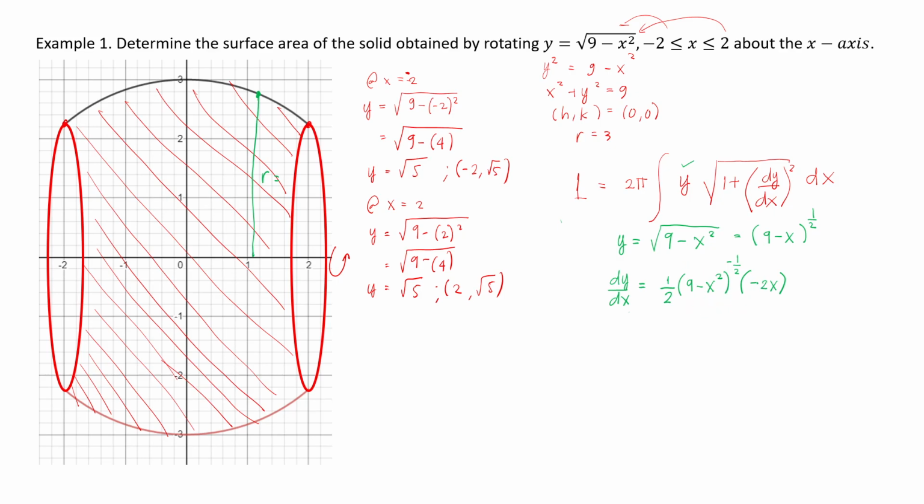Okay, so this simplifies to negative 9 minus x squared, then negative 1 half times x. Okay, so I think muna siya.